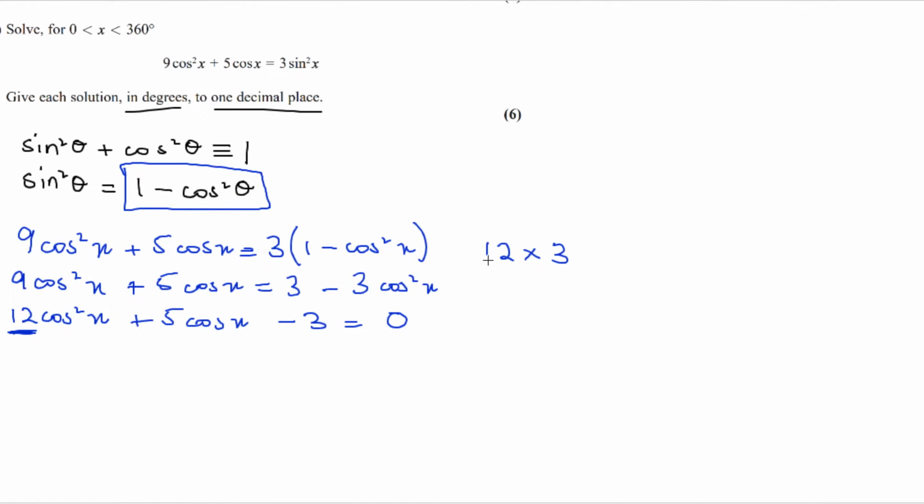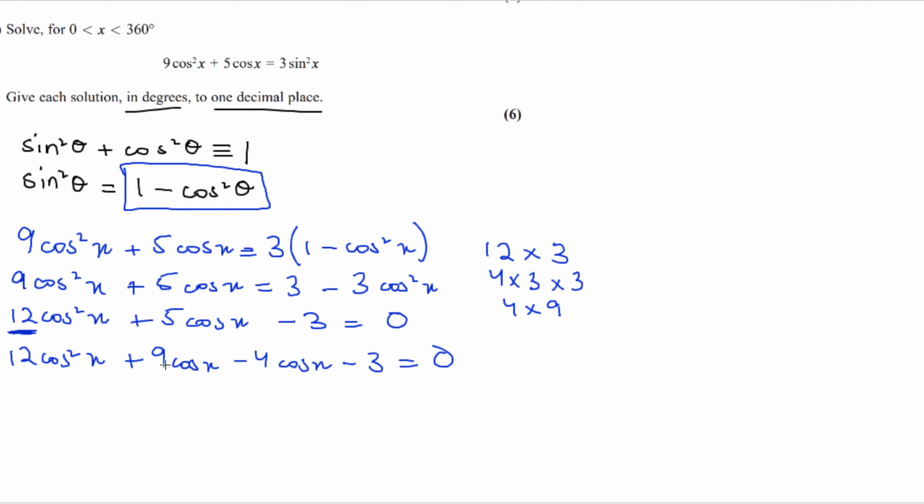Because I've got minus, I should see that 12 minus 3 does not give me 5. I'm going to write the factors of this. So I've got 4 times 3 times 3. Yes, if I did 4 times 9, because 3 times 3 is 9, I would get 5. So 9 minus 4 gives me 5. I would take 9 as positive and 4 as negative. So I would write 12 cos squared x plus 9 cos x minus 4 cos x minus 3 equals 0. You can see that 9 cos x minus 4 cos x gives me 5 cos x.